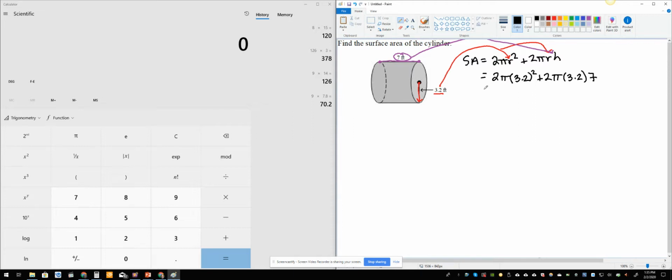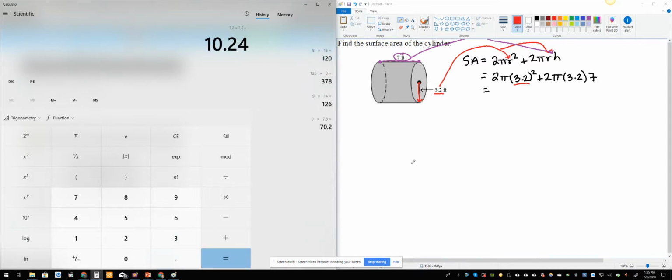Okay, so now that we're at this point, we are going to be needing our calculator for this because this is going to get a little bit ugly. But we're going to need to go through and do our order of operations. So starting with our exponents here, we see it's 3.2 squared. So if I take 3.2 and times it by 3.2, that gives me 3.2 squared, which is going to be 10.24.